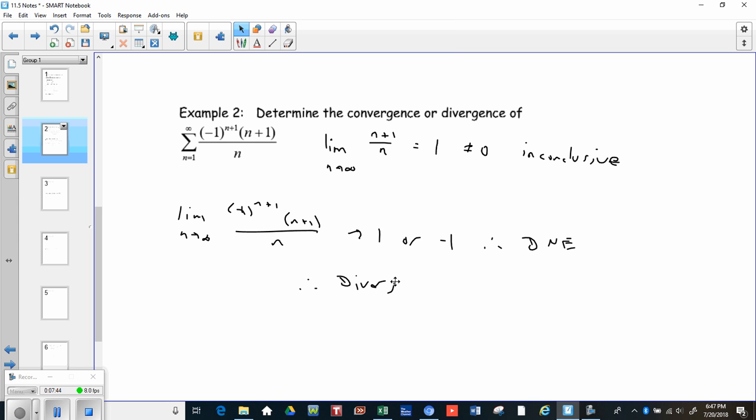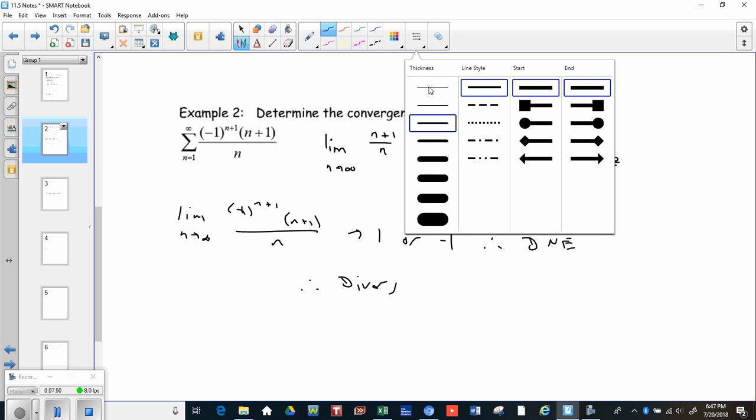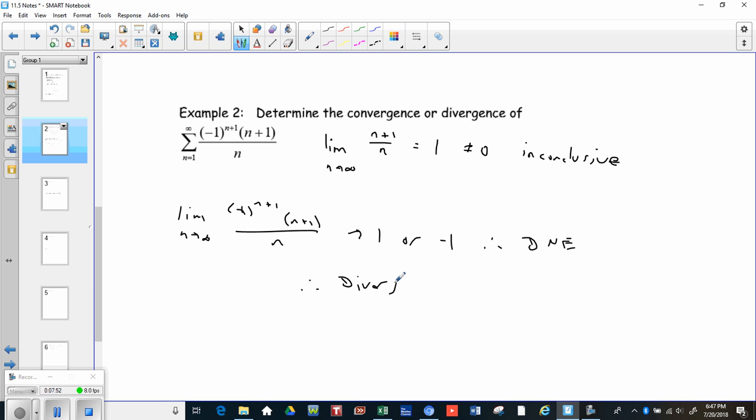Remember, the idea behind the nth term test was that if you get anything other than 0, it's divergent when you take this limit. So we're done. We got 1 or negative 1, which technically means it doesn't exist because you can't have two limits, therefore it doesn't exist.